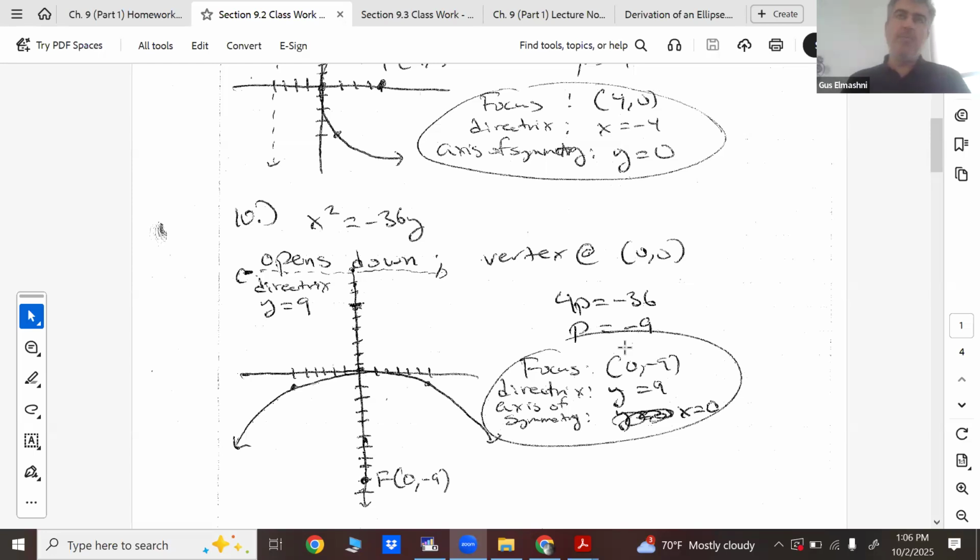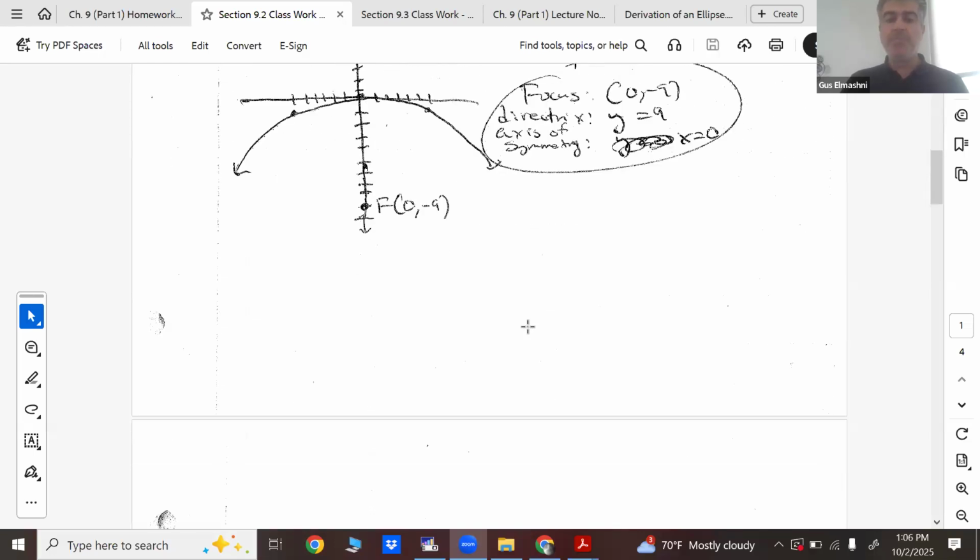I mean, you could be random if you want to, like say, oh, what if x is 1 and figure out what y is? This makes things more complicated. But you're starting to see that when the focus is longer or further away from the vertex, this is getting wider. If it's closer, it gets narrower, just so you know.